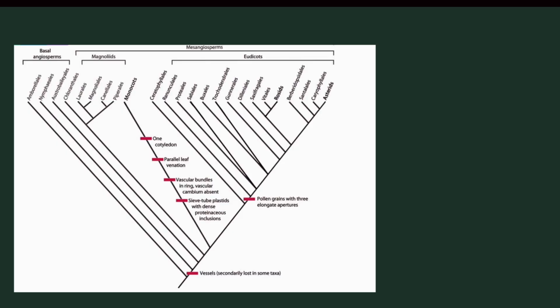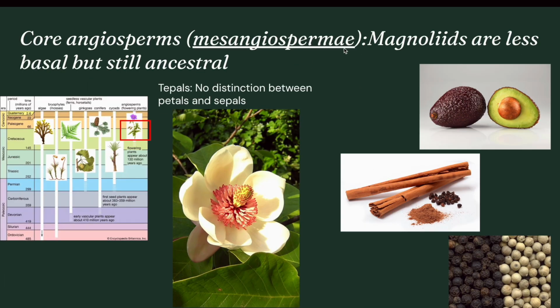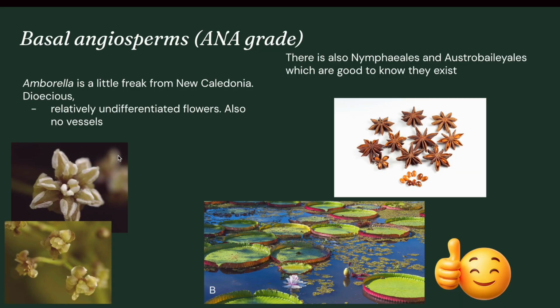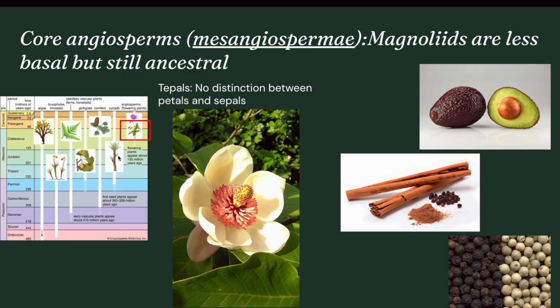Okay, now we can talk about core angiosperms, which make up a clade called the mesangiosperms, or Mesangiospermae. And these include three major clades: the Magnoliids, the Monocots, and the Eudicots. The Magnoliids branched off the earliest, so they are the most ancestral mesangiosperms. But this is where things might start getting familiar.